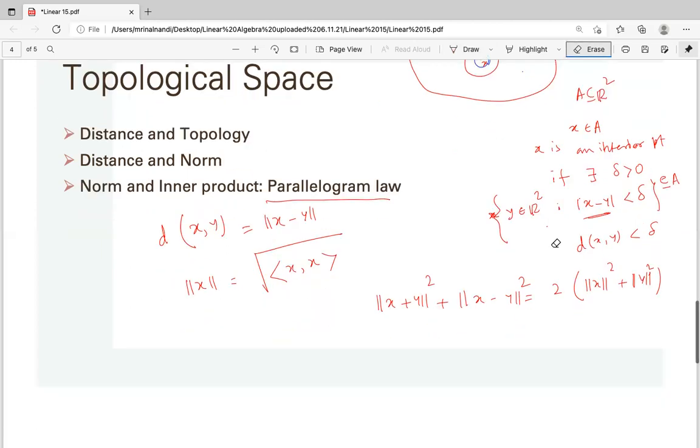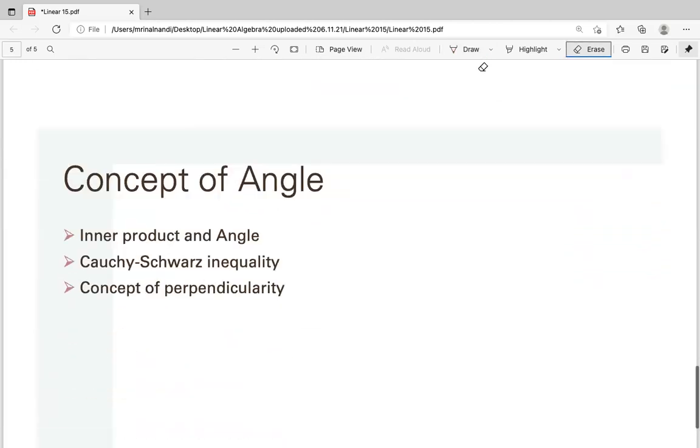And now this is the concept of angle. How do you relate this inner product with the angle? We have an inner product, and from the inner product we can define a norm. Okay, x and y are two non-zero vectors. Remember, it's a vector space, and they are non-zero vectors, so the norm is non-zero, positive. And cos inverse of this, we define as the angle between x and y.